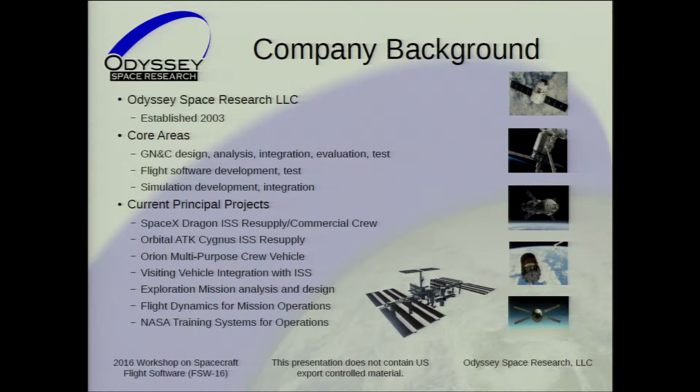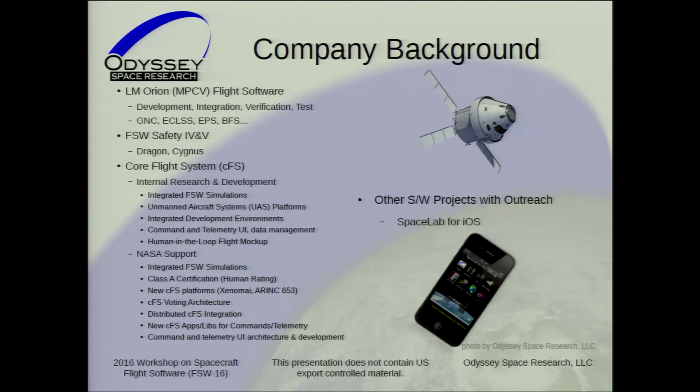I'll make it fast. Obligatory company background: Odyssey's been around for quite a while, and we do interesting stuff with lots of different vehicles, many of them visiting the space station, many of the things that couldn't even make this chart. It's been fun, and we've got a lot of cool people doing a lot of neat stuff, including not only flying vehicles, op support, training systems, but a lot of stuff with flight software and CFS.